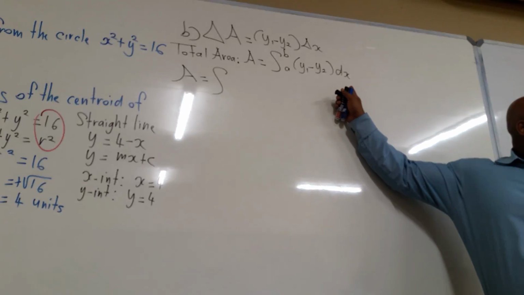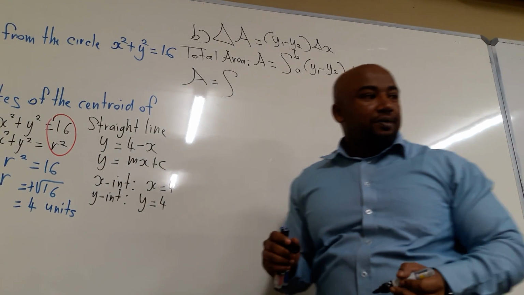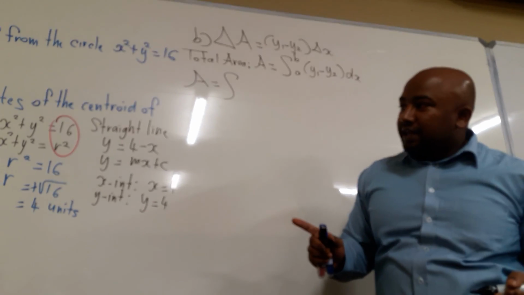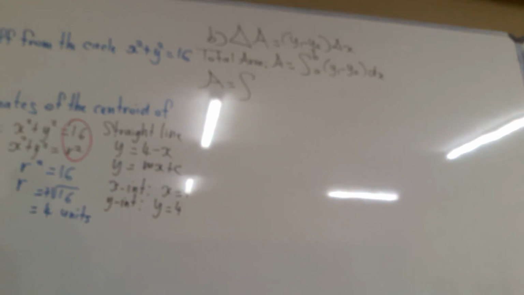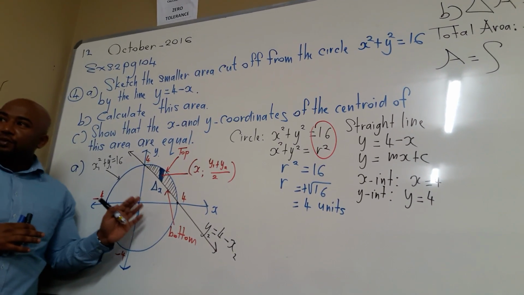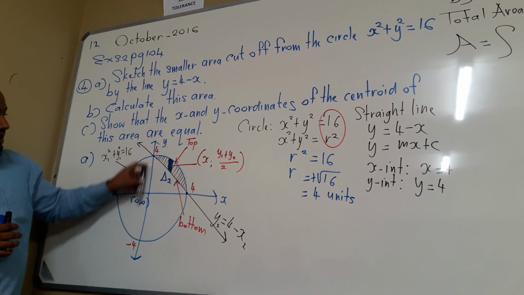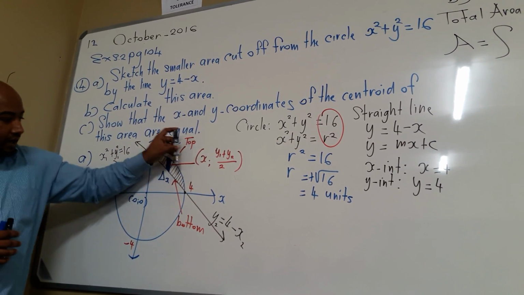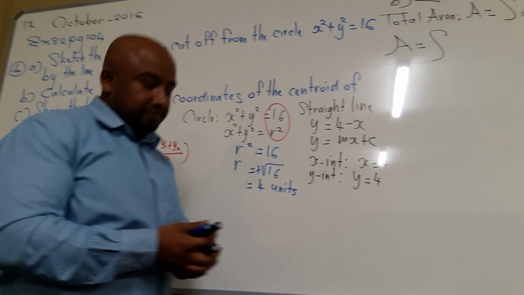Okay, now, if we are using dx, then we need the x values. Okay. What are the x values? Where does the area begin? Where does the area end? What is the x value at where it begins? Here's the x value here. What is x here at this point? 0, and x at the end is 4. So it will be 4 and 0.